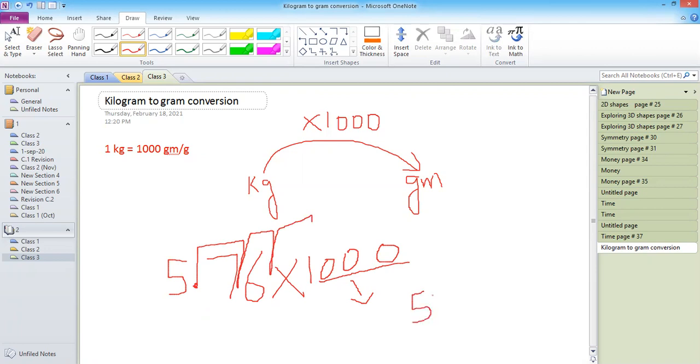You will write 576. But there is no more number, so you will add 0. And now the point will be there. So you don't need to write the point, because after the point there is zero. So the answer will be 5760. Clear? Now it's clear, sir. Yes, sir. Clear.